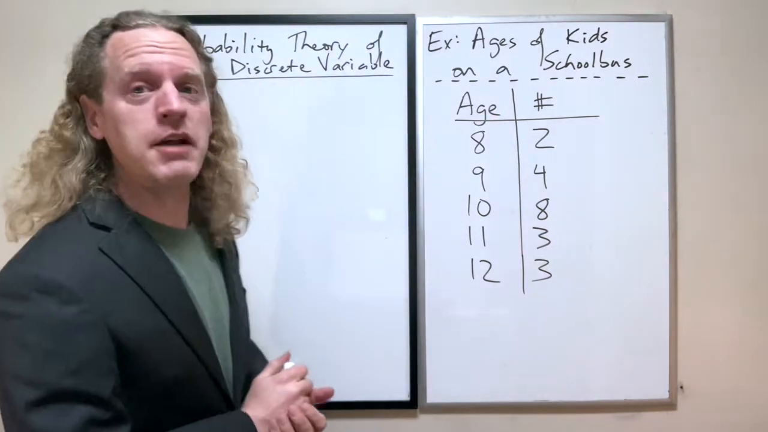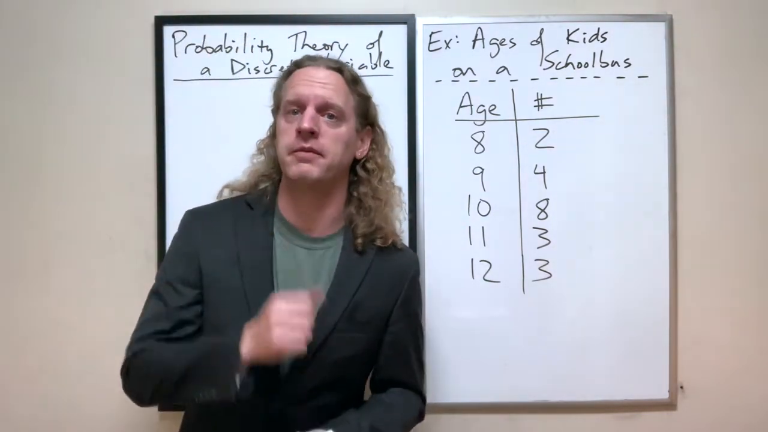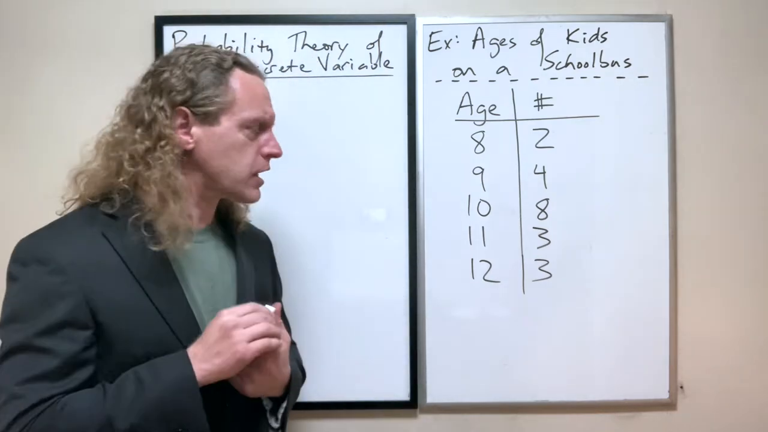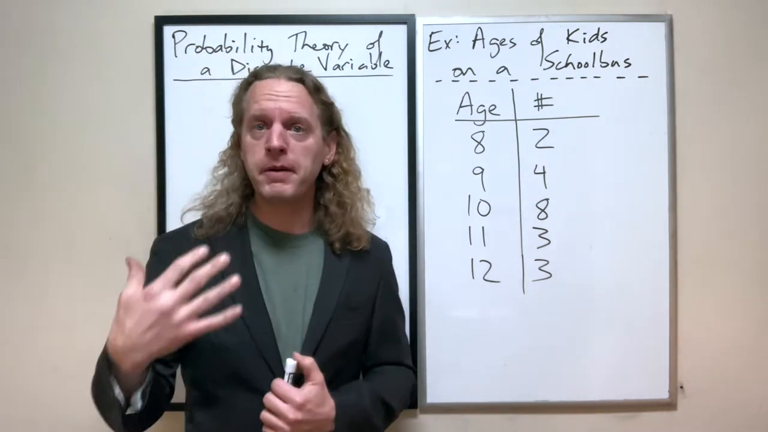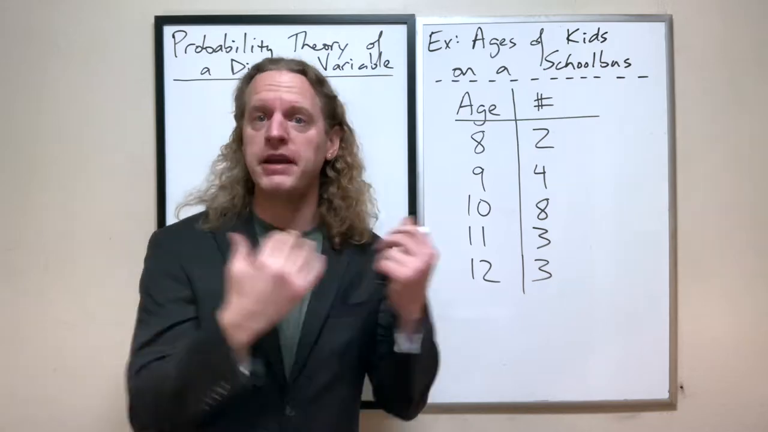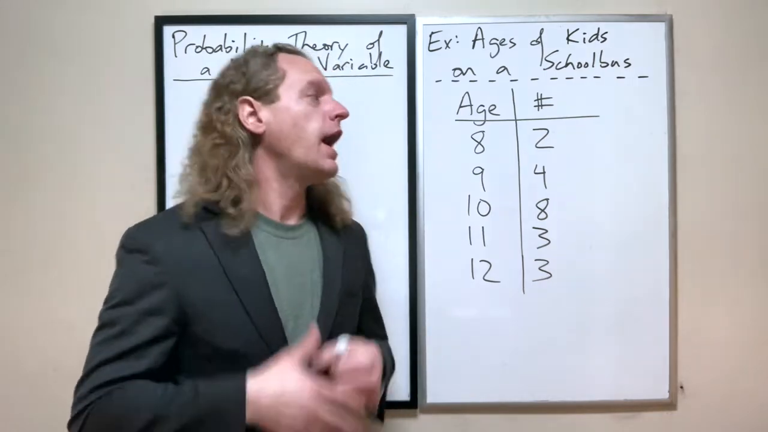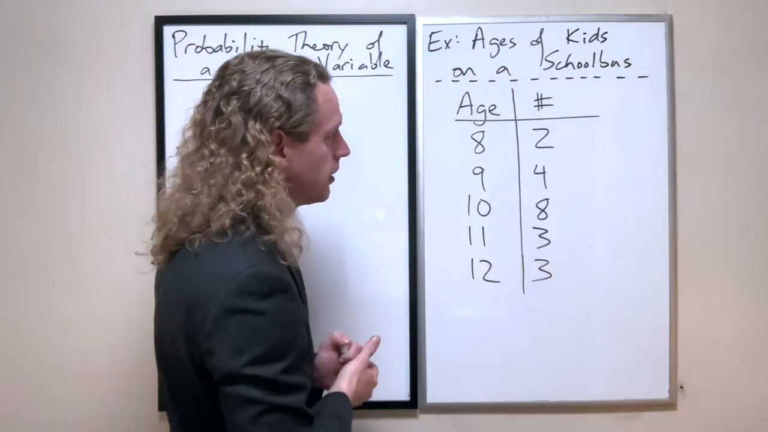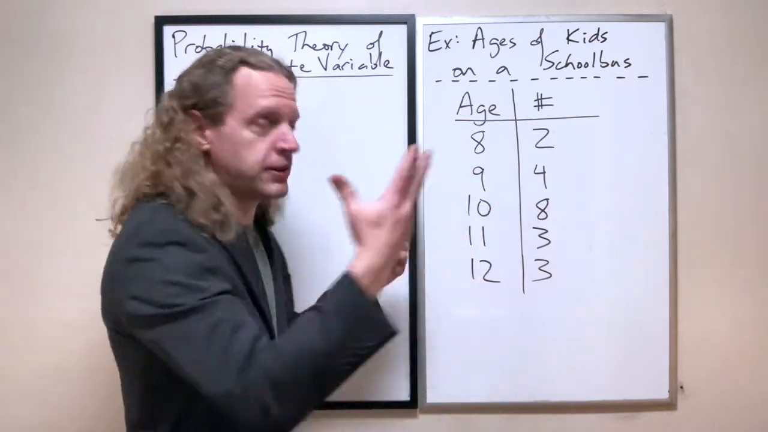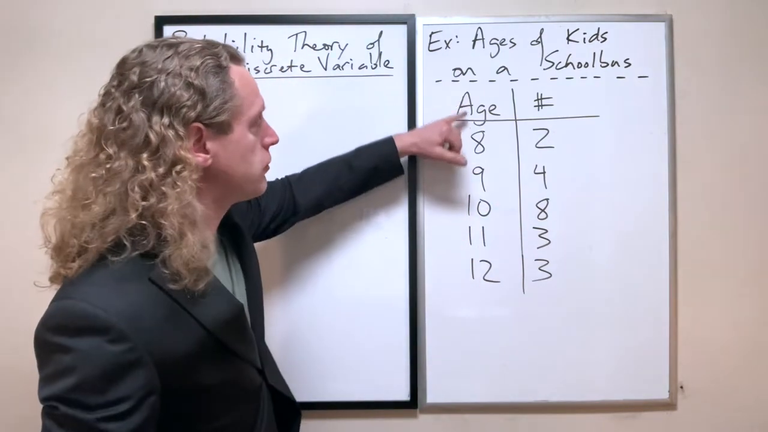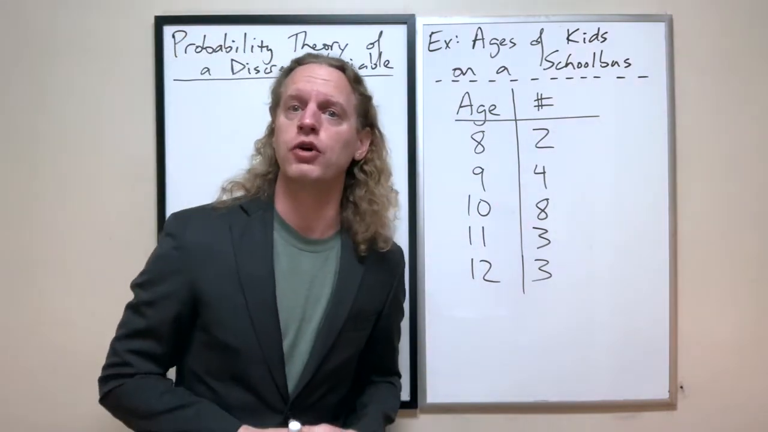So let's go ahead and start talking about probability of a discrete variable. And by that, I mean, a little bit more precisely, probability of functions based on a discrete variable. As a perfect example here, I've written out a sample data chart of the ages of a random collection of kids on a school bus.